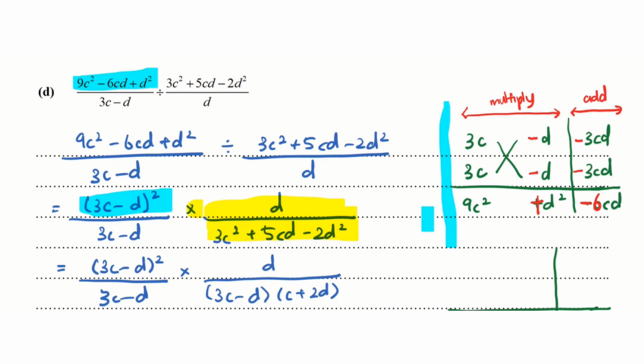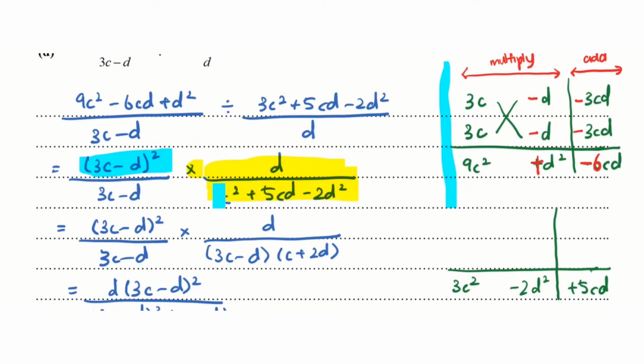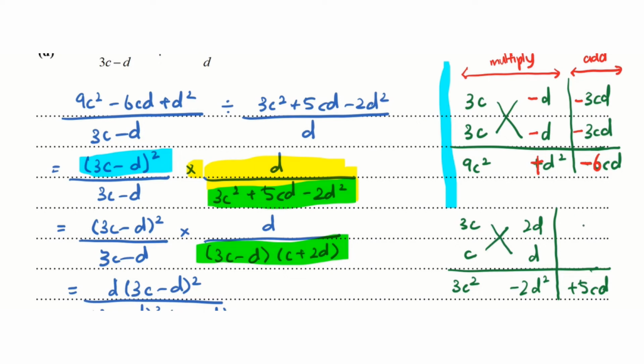Now, for the denominator of the right fraction, which is 3c squared plus 5cd minus 2d squared, when I factorize it using cross method, I will get this answer. So, same thing, 3c squared, we may consider 3c times c. Then after that, for 2d squared, I may consider 2d and d. If I do this and I cross multiply it, I will get 2cd and 3cd over here. However, in order to have 2 and 3 give me positive 5, this has to be a plus and this a plus.